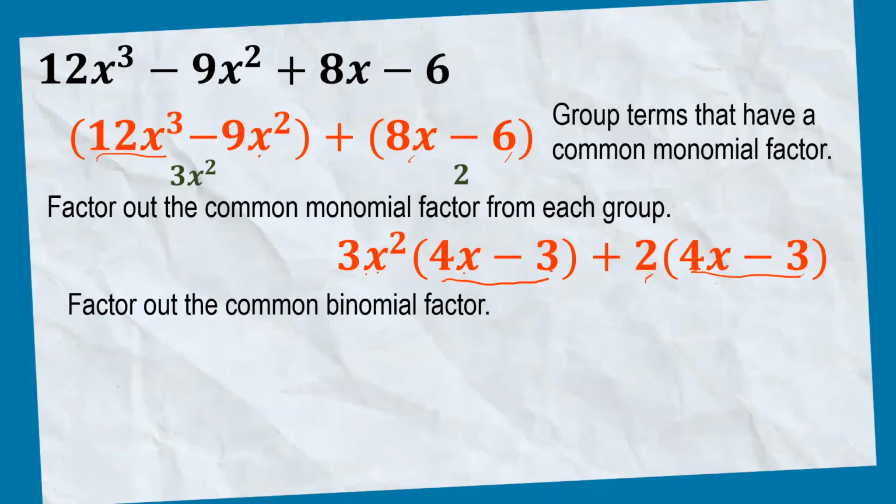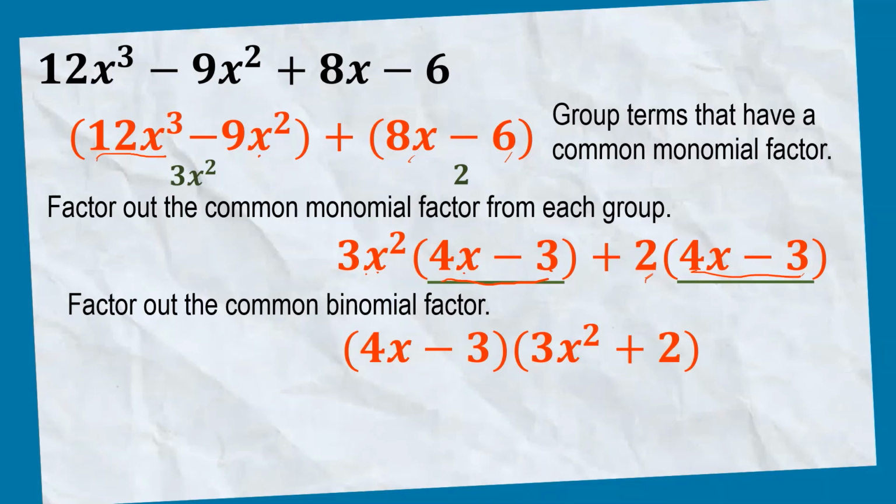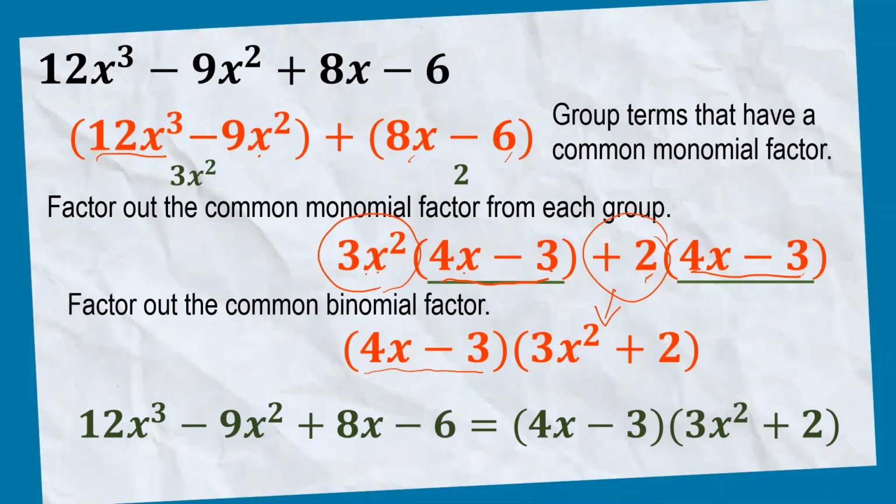Next step po natin, we need to factor out the common binomial factor. And obviously, our common binomial factor here is 4x minus 3. So we have 4x minus 3 times the binomial 3x squared plus 2. So pag-iisahin lang po natin si 4x minus 3 dito at ang matitirang 3x squared plus 2 ay mapupunta po dito sa pangalawa. At ang magiging factored form po ng 12x cubed minus 9x squared plus 8x minus 6 is equal to the product of the binomials 4x minus 3 and 3x squared plus 2.